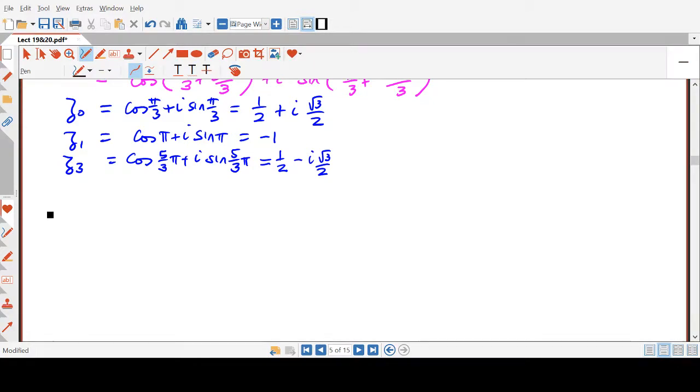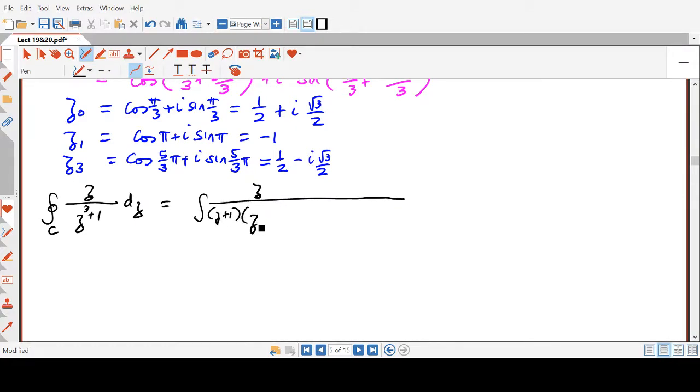So the integral of what is on top? Z over z cubed plus 1 dz along this part C actually becomes the integral of z over (z plus 1)(z minus half minus root 3 over 2i)(z minus half plus root 3 over 2i). That's the dirty part I was telling you about along C.